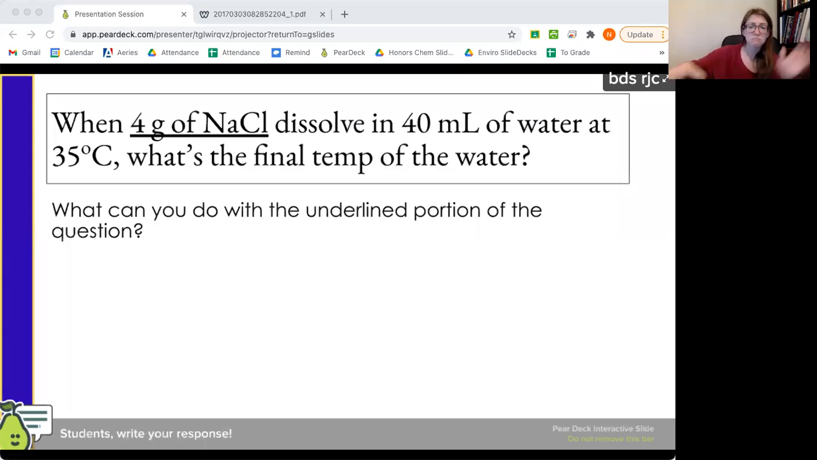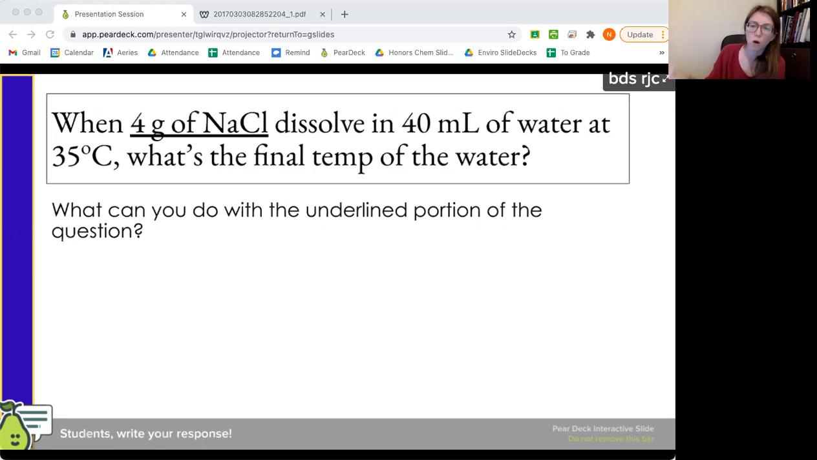Okay, so again, not asking you to solve the whole question right now, just looking at, if we know we have 4 grams of NaCl, what's something we can do in order to solve that? The answer I was looking for is that we could find moles. Anytime you have grams, we can find moles. So regardless of what the rest of the question is asking for, that's something you could do that would help you take a step forward in solving this problem.